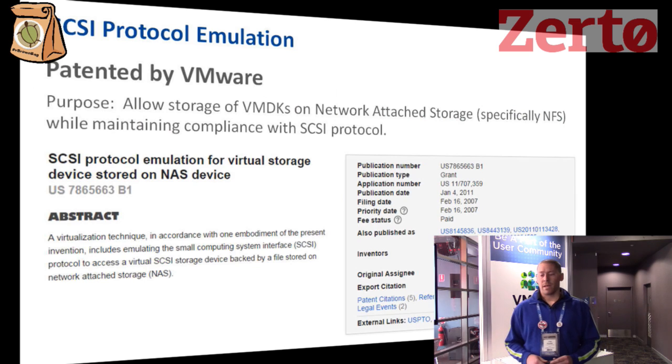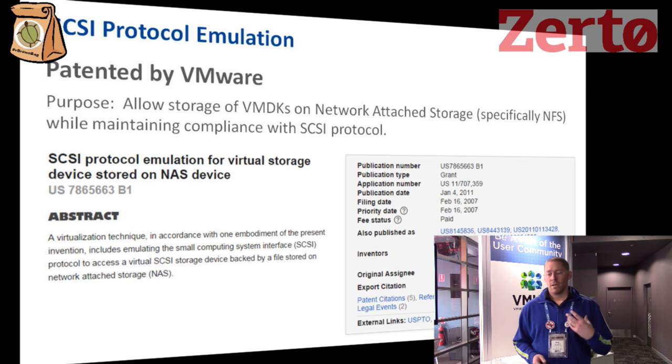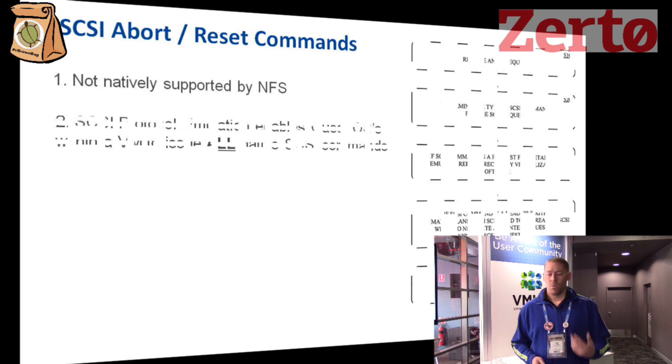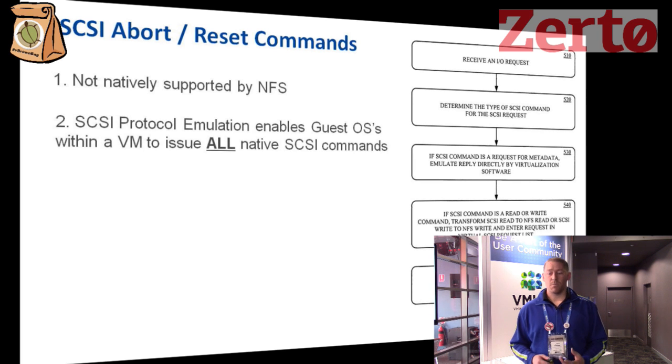So SCSI protocol emulation is a process that's patented by VMware. We can see on the slide here the patent number. The idea of this patent is to allow storage from a VMDK to be abstracted even when storing on an NFS datastore. So let's talk about how this works. With NFS, there's no equivalent command to the SCSI abort or reset command. Therefore, it can't simply be translated to NFS. So we have to emulate the SCSI protocol.